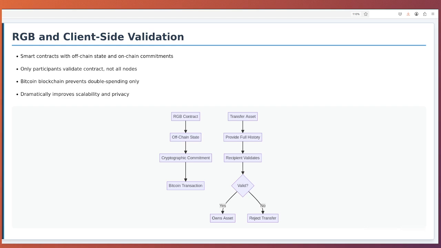The benefits over on-chain smart contracts are substantial. Scalability improves because the blockchain only stores commitments, not full contract data. Privacy improves because only participants see contract details. Flexibility improves because contract schemas can be complex without blockchain limitations. Bitcoin security is inherited because double spending is prevented by Bitcoin consensus. RGB represents a different philosophy, leveraging Bitcoin's security while moving complexity off-chain.